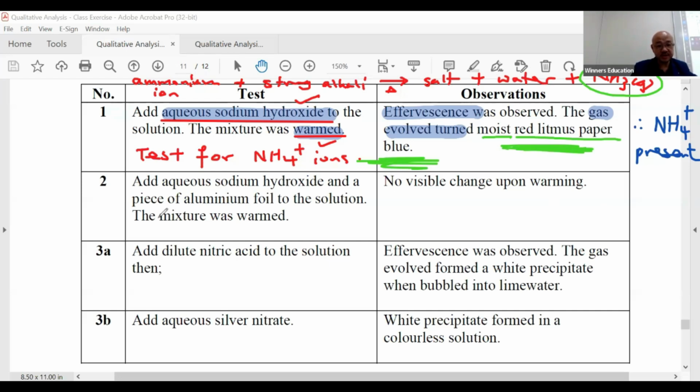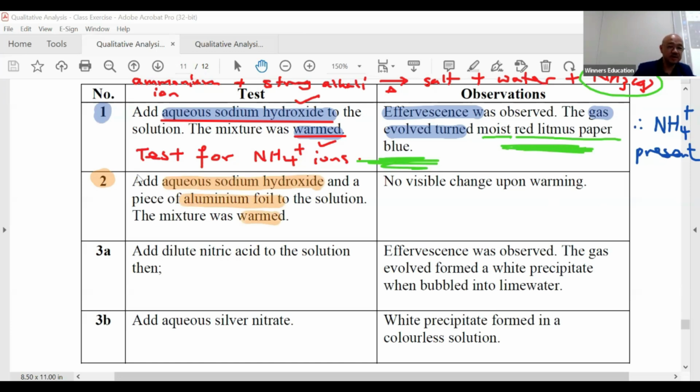Now, then we go for the second test. Second test, you add sodium hydroxide again. Okay, second test, test tube 1. So this is test tube number 1. Now we go to test tube number 2. Test tube number 2, you add aqueous sodium hydroxide, and you put aluminum foil, and you warm. Ladies and gentlemen, all keywords out.